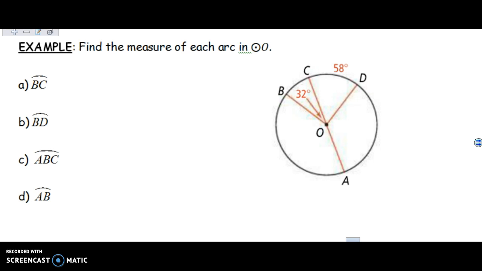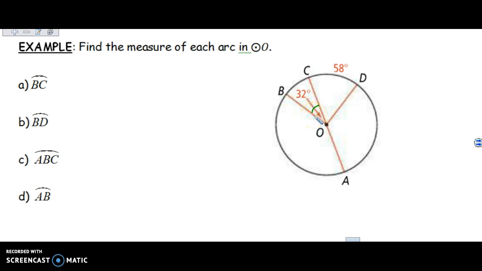Okay, so finding the measure of each arc in this circle here. You have to think of this like a pizza. We know that a pizza has 360 degrees in the whole thing. So it looks like this slice right here is 32 degrees, this slice is 58 degrees, and we need to figure out what these other two slices are.